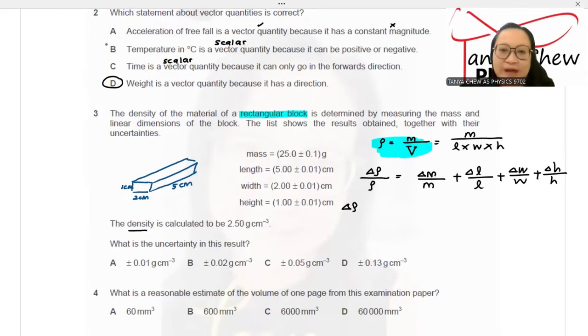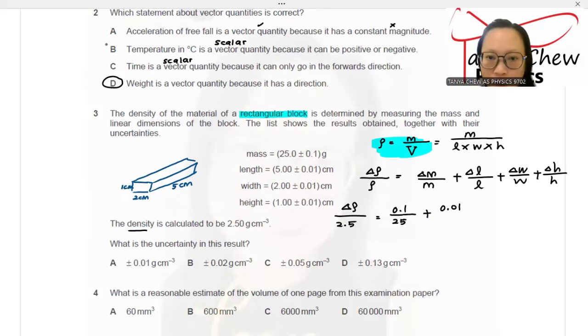Absolute uncertainty is delta rho divided by the value of density itself, which is 2.5. Mass: the absolute uncertainty is 0.1, and the value of mass is 25 gram. Plus length, the absolute uncertainty is 0.01 and the value of length is 5. Plus width, the absolute uncertainty is 0.01 and the value of width is 2. And the height, absolute uncertainty of height is 0.01 and the value of height is 1.